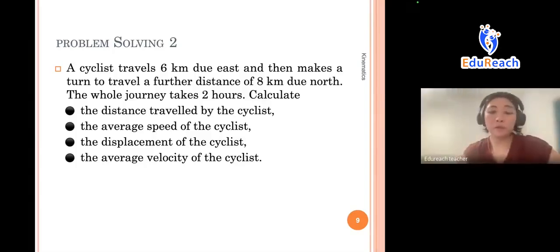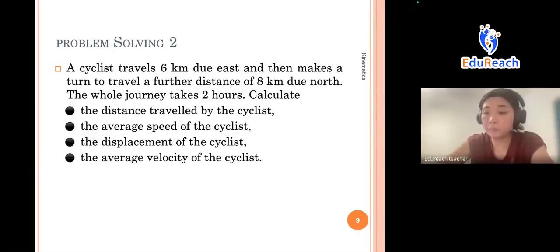Okay, right. So the first two questions are very simple. We just calculate the total length that he had traveled. So even though it is due east and due north, we just calculate the total distance. Firstly, 6 km due east, and then he goes up north. So 6 plus 8 is just 14 kilometers.